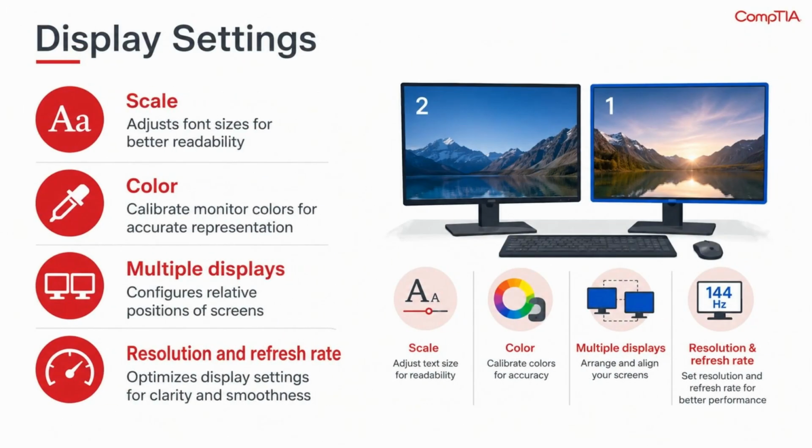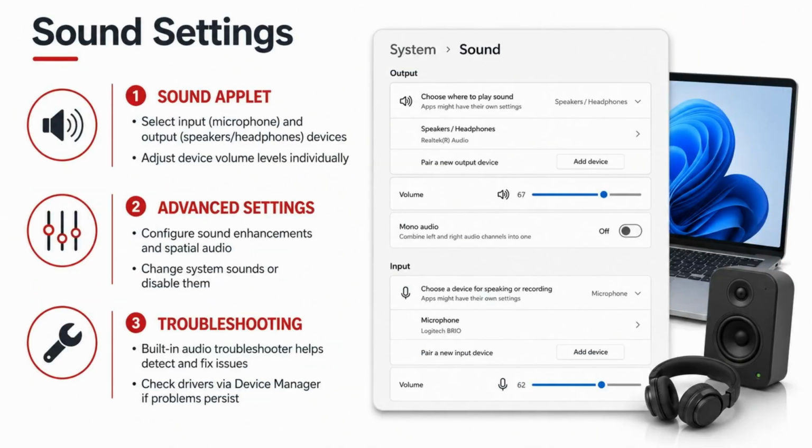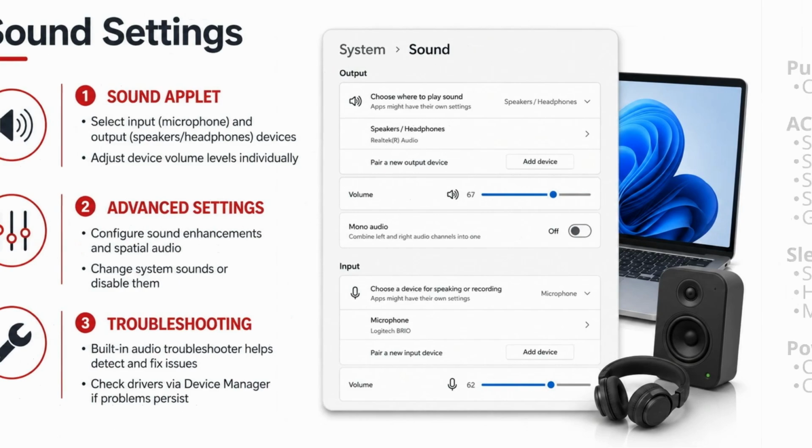Display settings allow you to optimize your workspace. You can adjust scaling for better readability, calibrate color accuracy, arrange multiple monitors, and configure resolution and refresh rates. Sound settings are managed through the Sound applet for basic volume and device selection, while advanced settings allow for sound enhancements. Troubleshooting tools are also available for resolving audio issues.